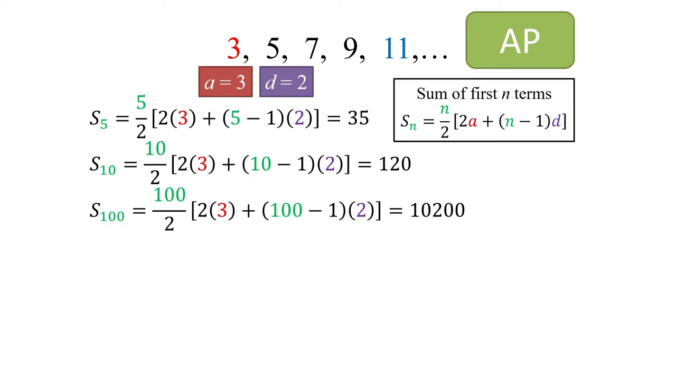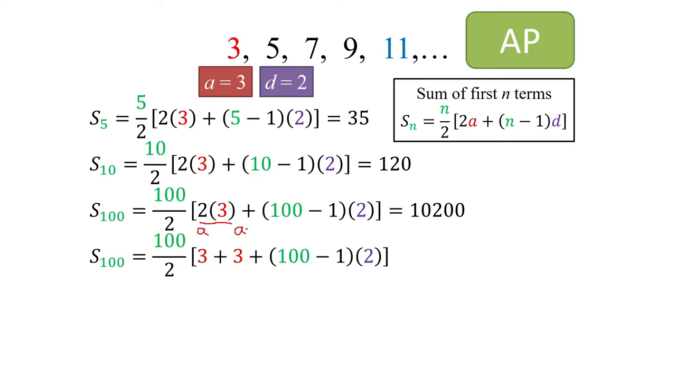Now, I want you to look at this properly. These 2 times of 3, it means you have 2 times of first term, right? 3 plus 3. So can I break it becomes 3 plus 3 plus 100 minus 1 times 2? Okay, so I want you to look at this properly. 3 plus 3 plus 100 minus 1 times 2. This one is your first term, this one is your first term, this one is your n minus 1, and lastly is your common difference d.